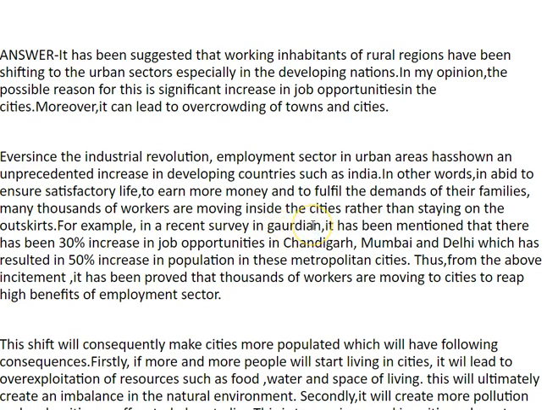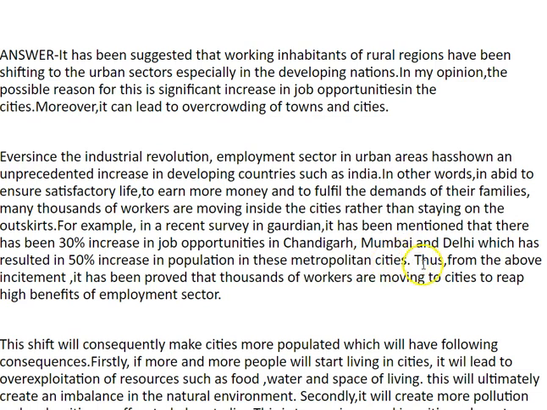Guardian. It has been mentioned that there has been 30% increase in job opportunities in Chandigarh, Mumbai and Delhi, which has resulted in 50% increase in population in these metropolitan cities. Okay, so in a recent survey in The Guardian, it is mentioned that there has been a 30% increase in job opportunities, which has resulted in a 50% increase in population in these metropolitan cities.